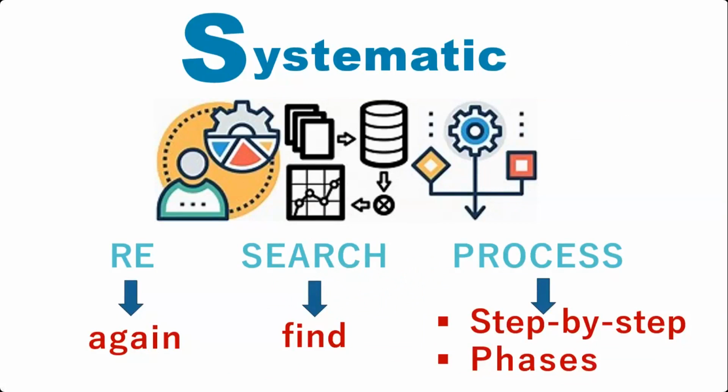Okay, again, as we know, research is systematic. It has a specific process. So when we talk about re, it means again. You need to research. Search means find something. And when we talk about research process, it shows that you need to research or find again and again, an iterative process, together with showing it in a step-by-step process.